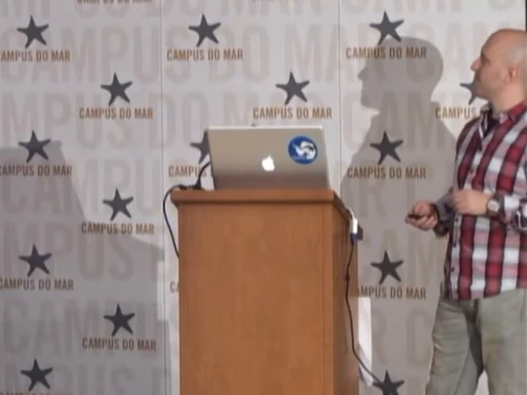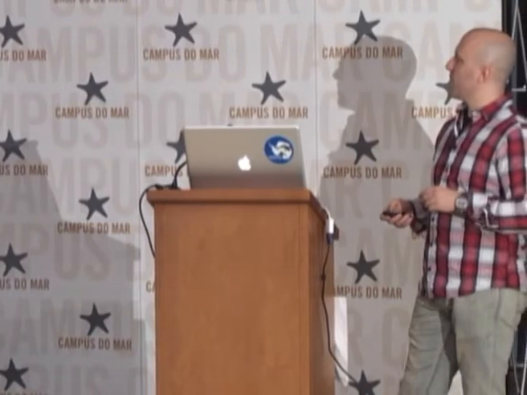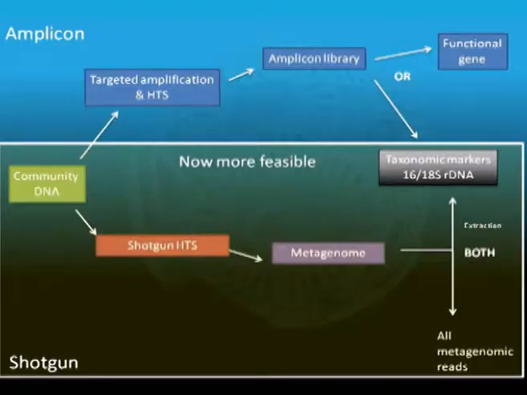So in this project, what I'm going to mention now, what we did is basically this. We took these two pathways and we asked, well, if we look at the 16S, how comparable are these two ways of analyzing data? So we took 16S from amplified libraries, and we also took 16S from metagenomes.